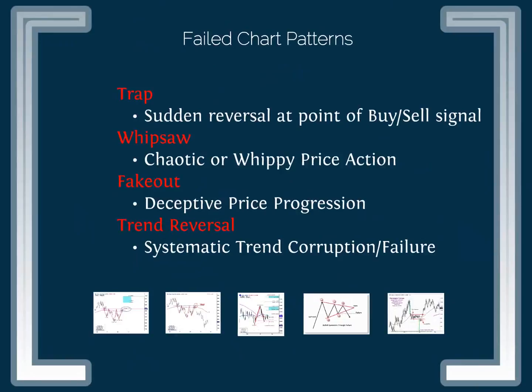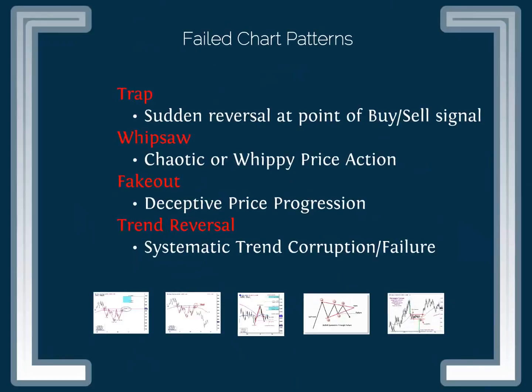The third one is the fake out. A fake out is a deceptive price progression. This happens quite a bit in the markets. People look at it and say, well, the previous support is here, so let's run the price up to that level, collect all the buys and sells from that point, and then completely take everybody out of the market. Those kinds of things happen in the markets, and that's a very deceptive price progression. And the last one is the trend reversal.